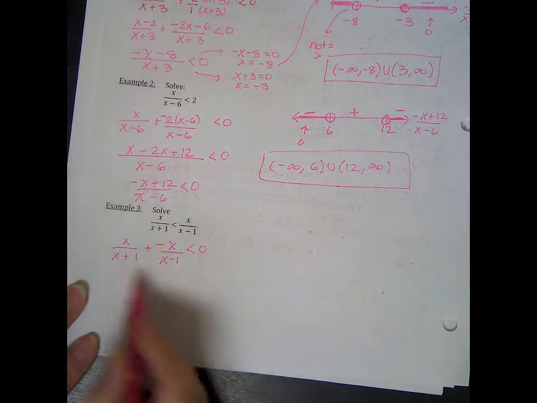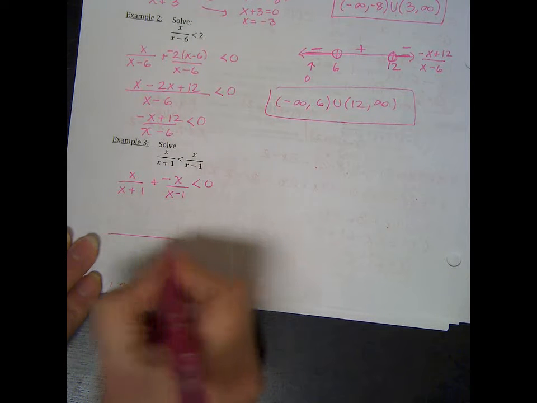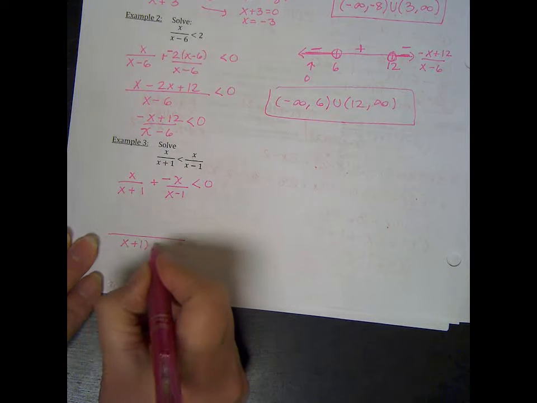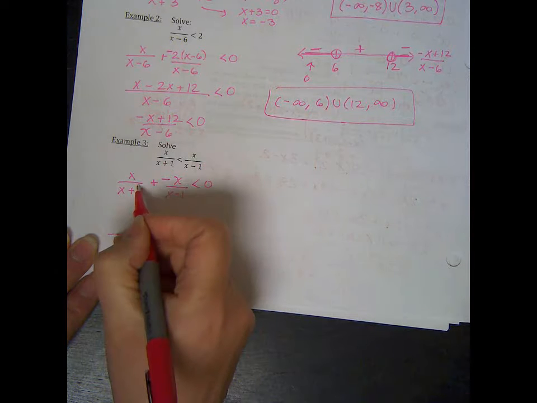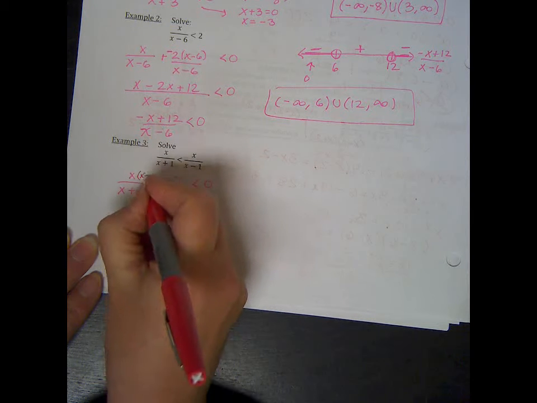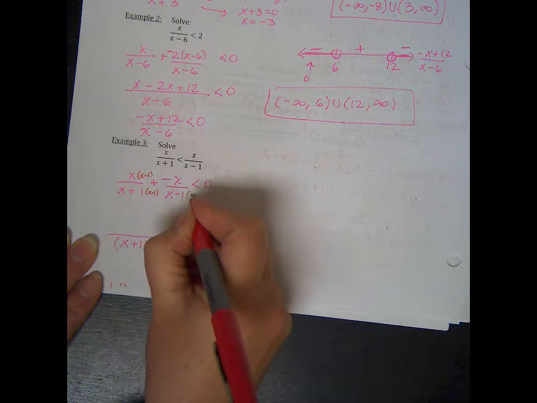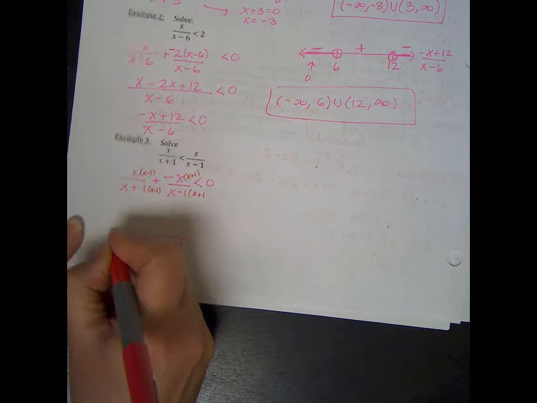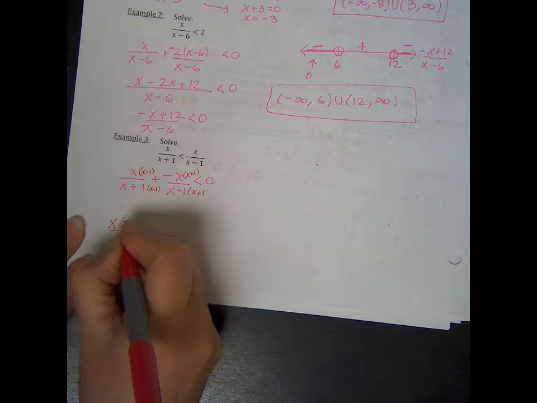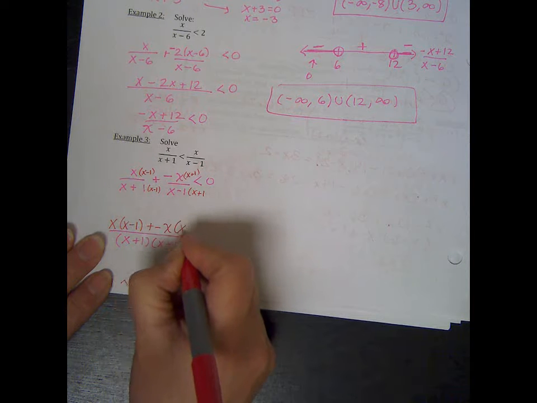We need a common denominator here. To get a common denominator, the common denominator is going to be x plus 1 and x minus 1. So this piece needs the x minus 1. And this piece needs the x plus 1. So I'm going to write that out, make sure I don't make any mistakes. I've got x times x minus 1 plus negative x times x plus 1.